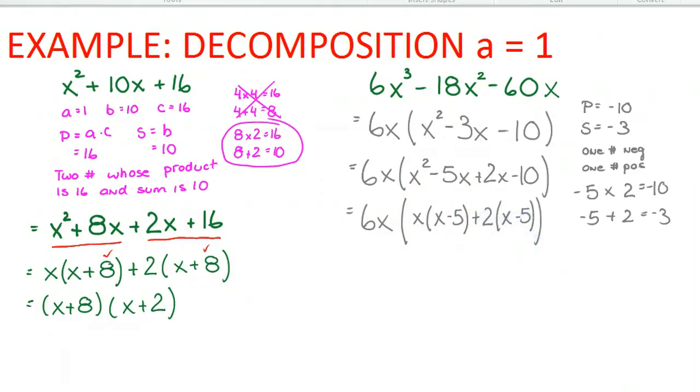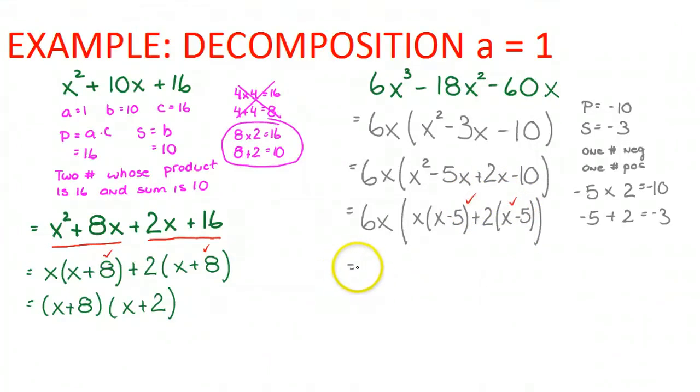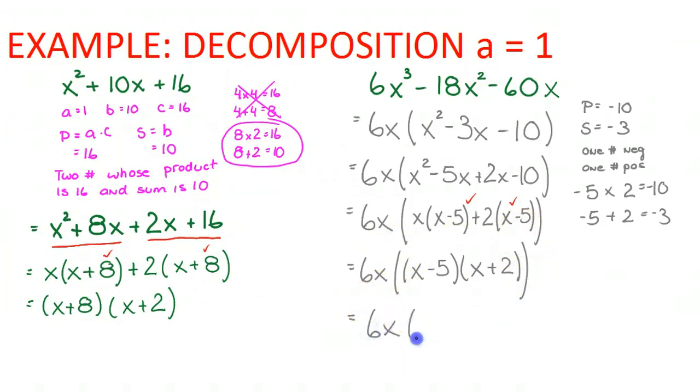In fact, I'm going to give myself a little check, check, check, and now I factor out the binomial. So I have 6x, x minus 5 times x plus 2, and actually these brackets here are redundant, meaning we don't need them. So we're just going to say 6x times x minus 5, x plus 2. And we're done. So just a really important point about this question is if you didn't see that common factor, you wouldn't be able to do this one.